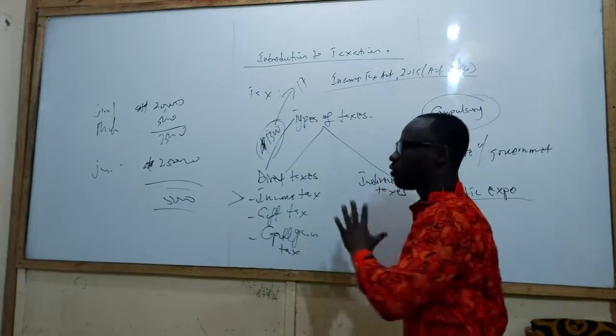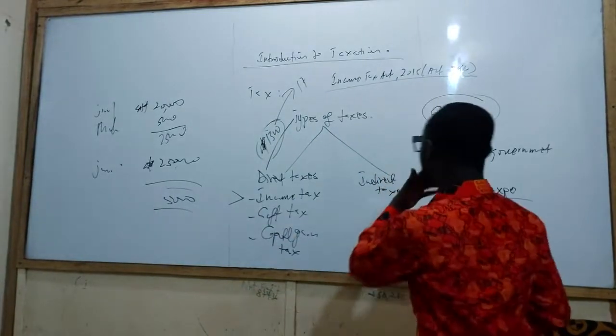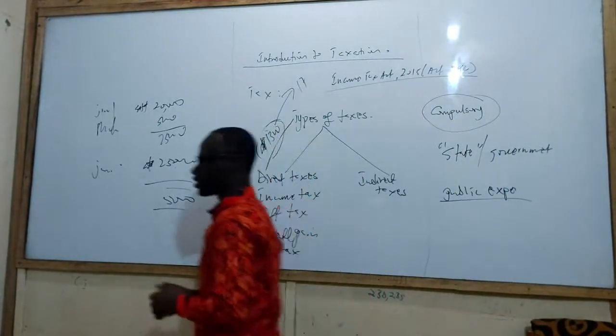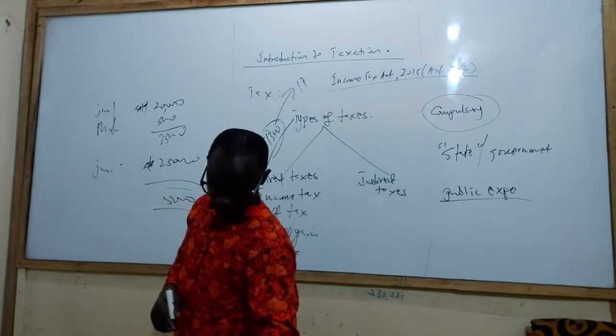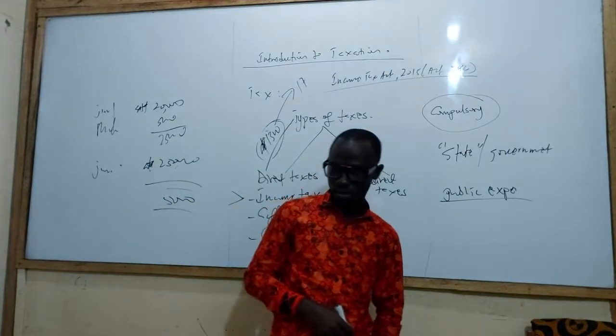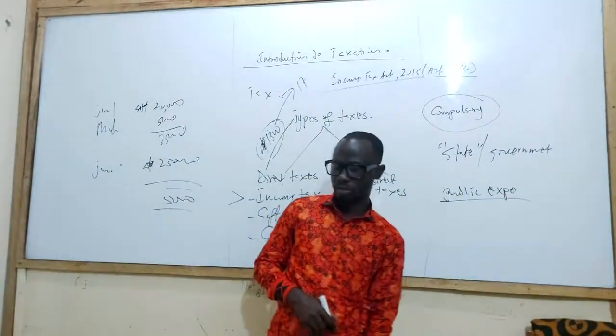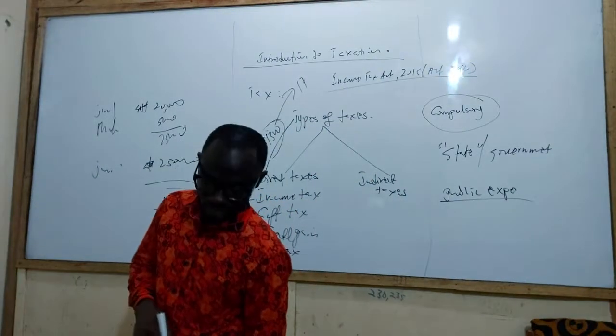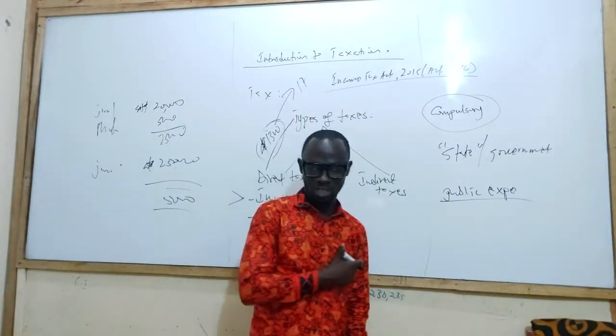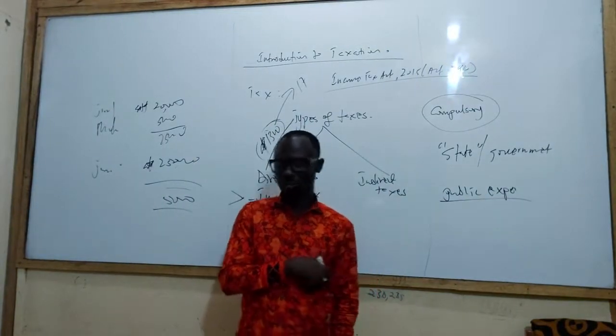That is what you have to understand when it comes to direct tax. Then we come to the indirect taxes. What are indirect taxes? Taxes that are levied on the individual that can be shifted. Okay. So it can be shifted.